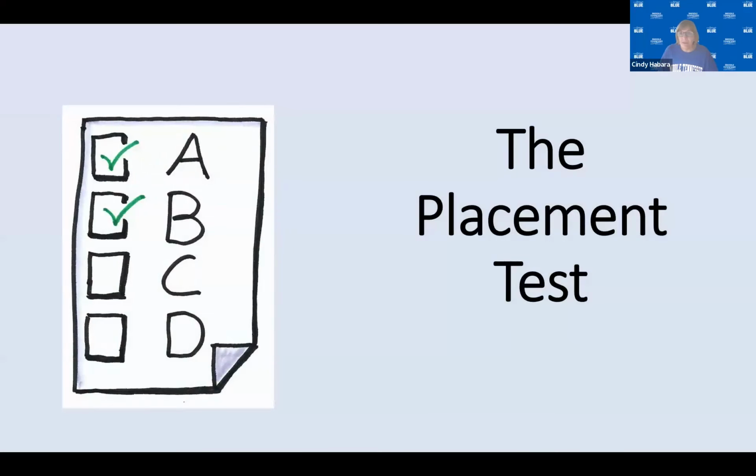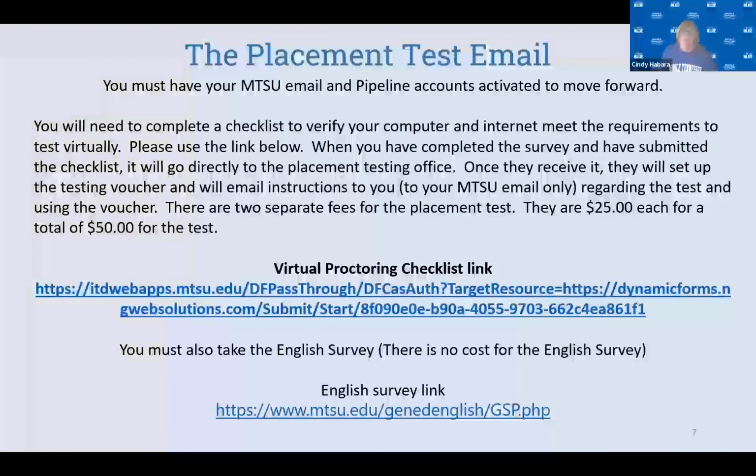Okay, the placement test. This part is just for our undergraduate students. If you are an exchange student or a graduate student, pay attention, but you don't need to do these next two steps. The placement test is the test that the university requires of all incoming students, not just our international students. Everybody is expected to do the placement test.